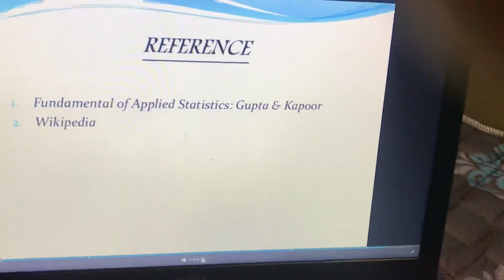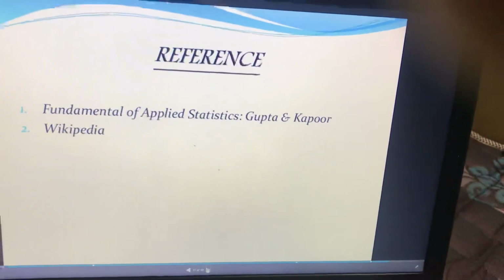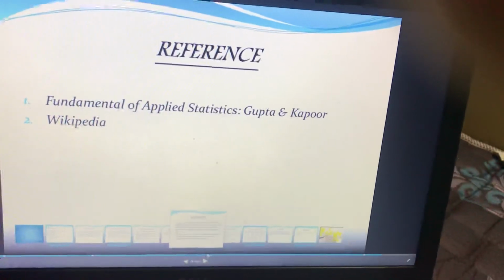So if you want to refer to any books, you can refer to Fundamentals of Applied Statistics by Gupta and Kapoor, or otherwise Wikipedia.